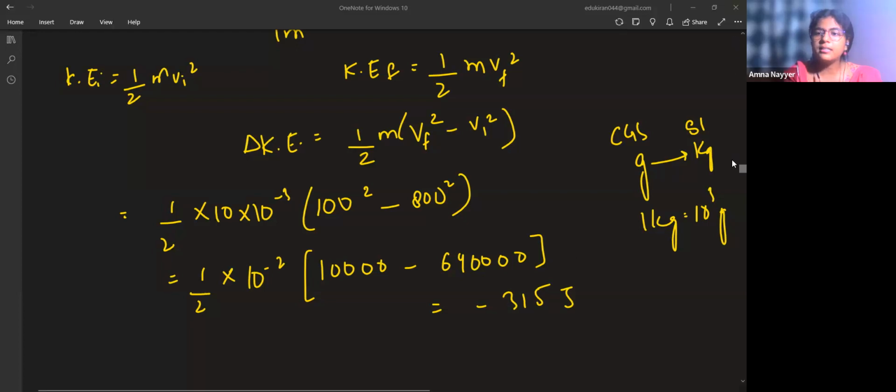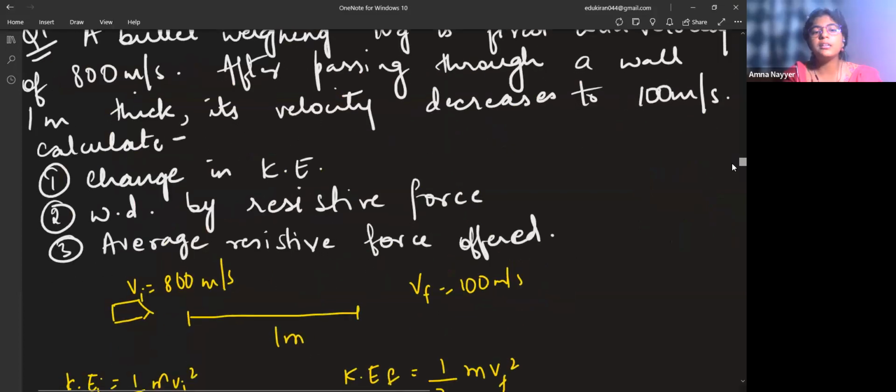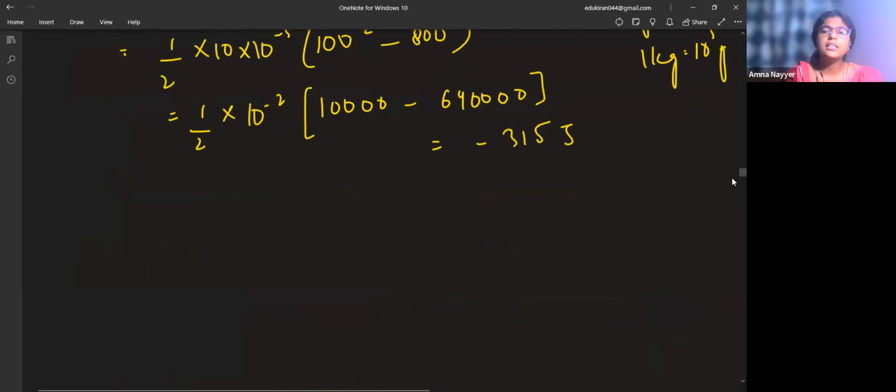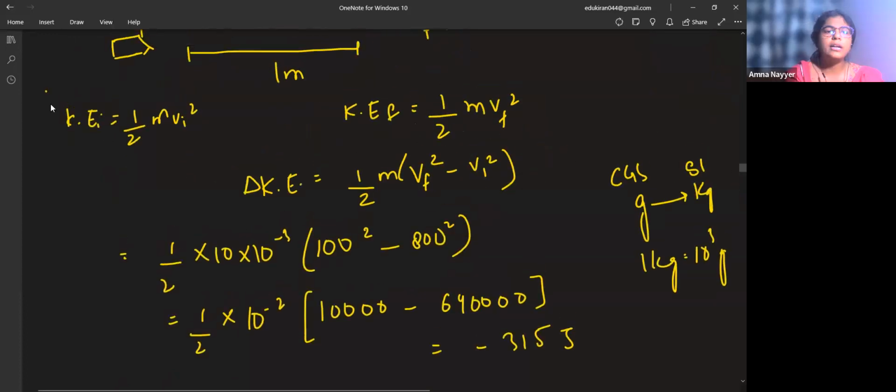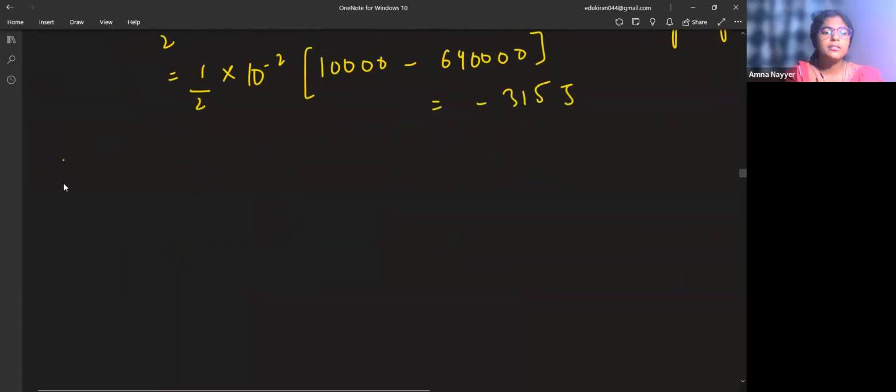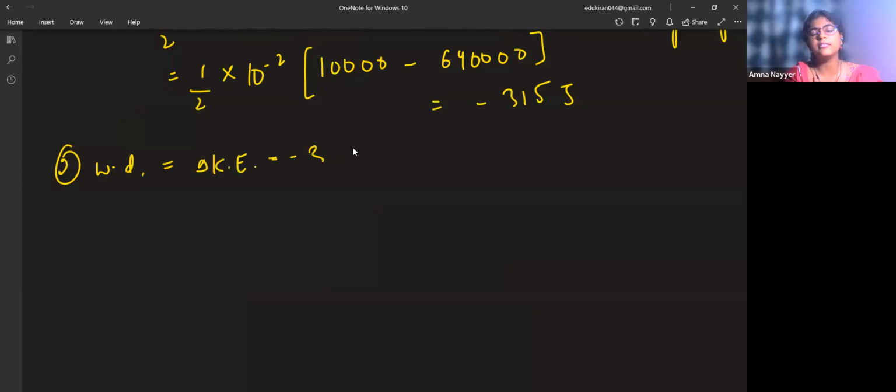Second part is saying what? Work done by resistive force. Work done is very easy because you don't have to calculate anything now. Work done, according to the work energy theorem, is the change in kinetic energy. So this is also minus 315 joules. Why is this minus sign? Again, this is not that minus sign which we use in velocity or the sign conventions which we were putting, that minus sign indicating left or right direction.